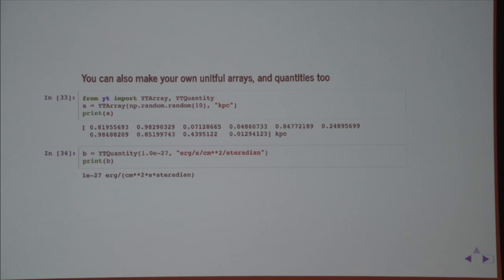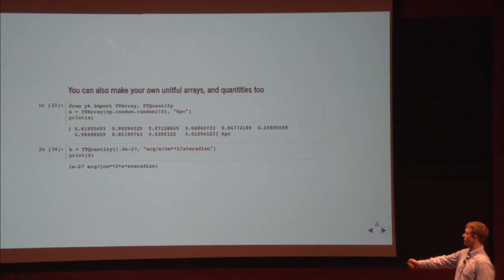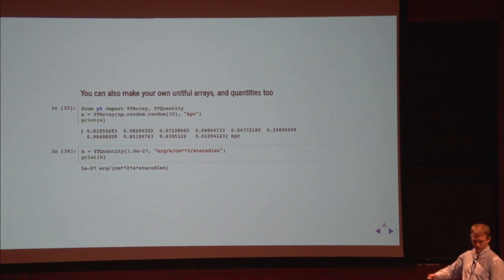We also have YT quantities, which are just scalar numbers, so just floats. We can also give those units as well. So in this case, I'm creating a YT quantity with units of ergs per second per centimeter squared per steradian. If you're an X-ray astronomer, you might care about numbers like that.